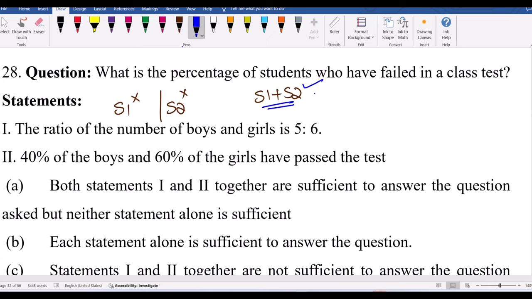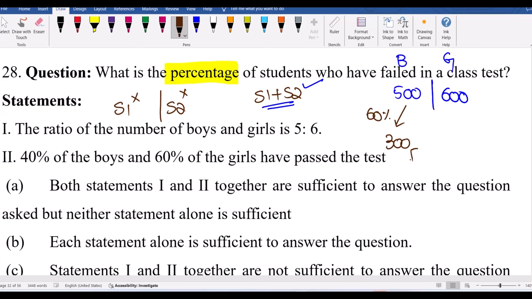Together, possible. How, sir? As per the first statement, boys and girls are 5:6. You take 500, 600. You take 50, 60 also, the same answer will come. Percentage, no? Percentage will not be disturbed. Now, boys passed 40%, failed. The question is regarding failed. Failed are 60%. 60% failed means 300 failed. Girls passed are 60%, failed are 40%, 240 failed. So fine. Overall failed is 540 out of total 1100.